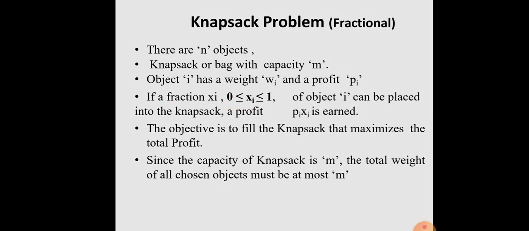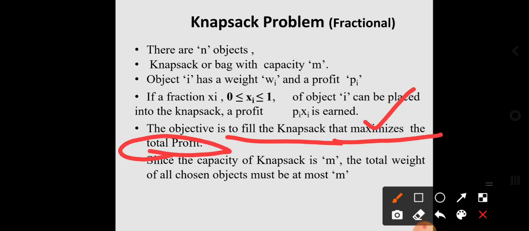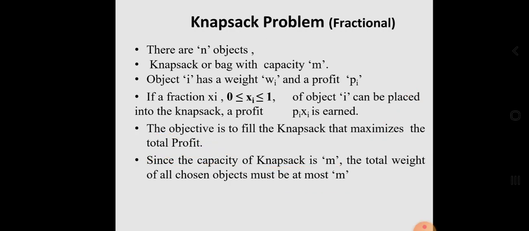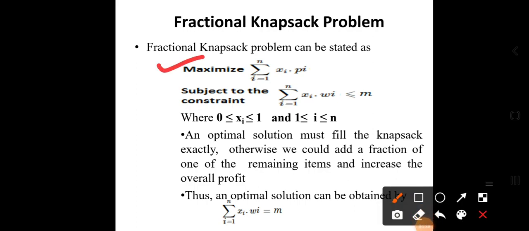So our main objective of this knapsack problem is to fill the knapsack so as to maximize the total profit. We know that the capacity of the knapsack is m. So the total weight of all chosen objects must be at most m. That means these are the objectives. First, we maximize the profit. If there are n objects, the sum of those objects' profits will be maximum.